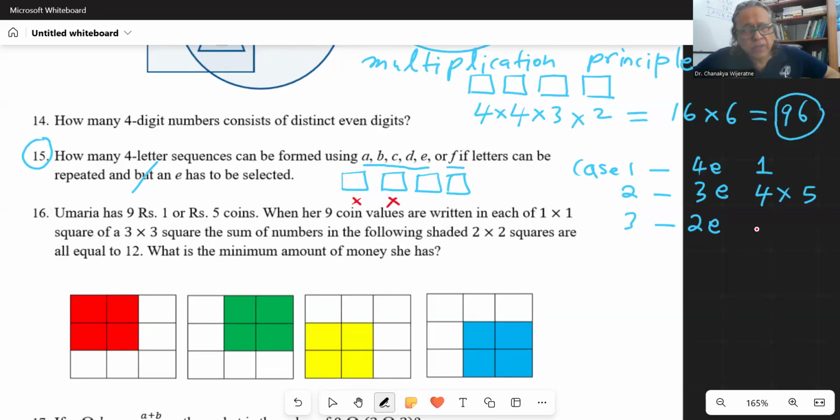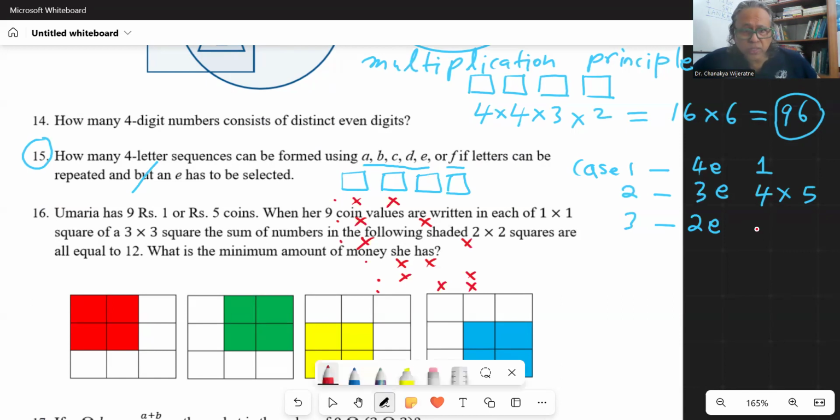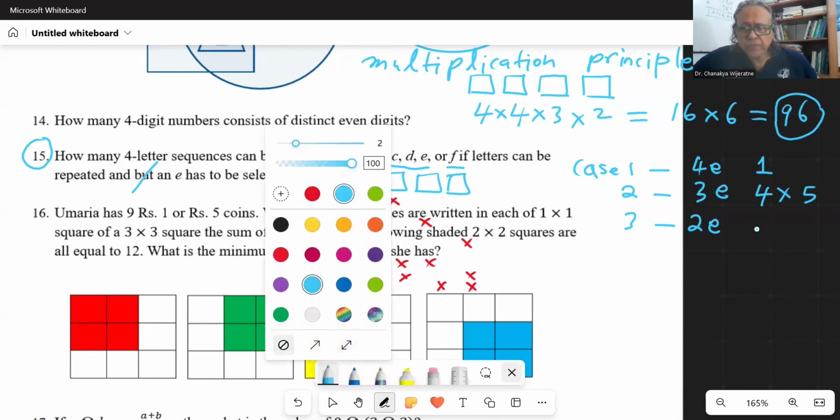It could be, we'll later erase this, okay? This and this, and this and this, and then this and this, and this and this, and this and this. How many? 1, 2, 3, 4, 5, 6. There are 6 ways of selecting 2 boxes for the E's, right? So 6, okay, let's go back to our cool color, which is light blue, right?